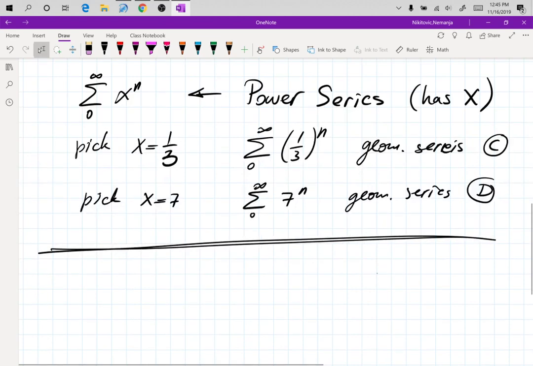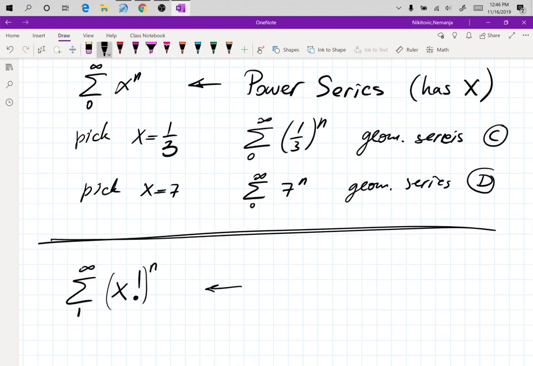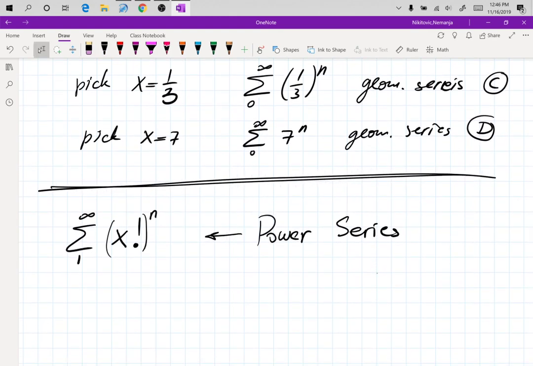Here's another example. Say your power series is x factorial to the n. So that's a power series. This power series here is not Taylor. It's not polynomials, right? So now, oh, I can't do it this way. I want to use factorial.